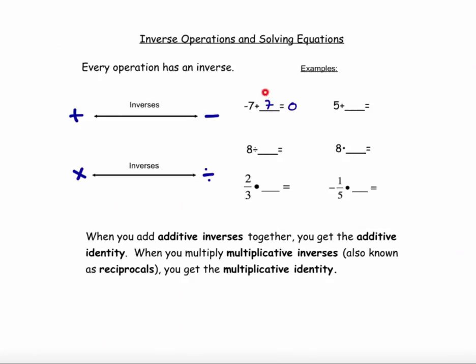Additive inverses are kind of opposites of sorts. I don't like to use the word opposite. I like to use the word additive inverse. When you add them together, you get 0. 0 is called the additive identity because when you add 0 to anything, you just get itself. So -7 and 7 are additive inverses. 5 and, can you guess, -5 are additive inverses because they add to 0.